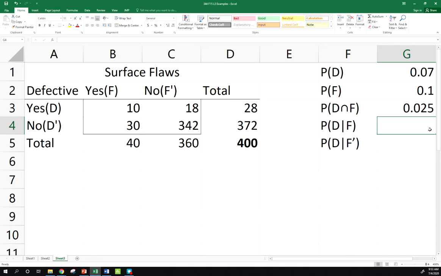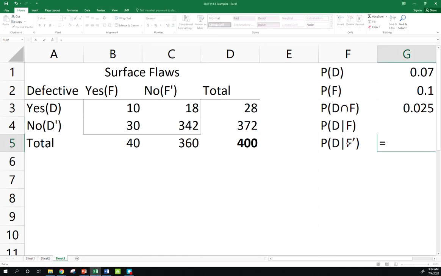So how do we find that? Well, we need to take that joint, the number that have both a surface flaw and are defective, and divide by the marginal total of whatever we're given. So we're looking for the probability given F, and our marginal total of F is 50. So it looks like a quarter of these items that have surface flaws end up being defective.